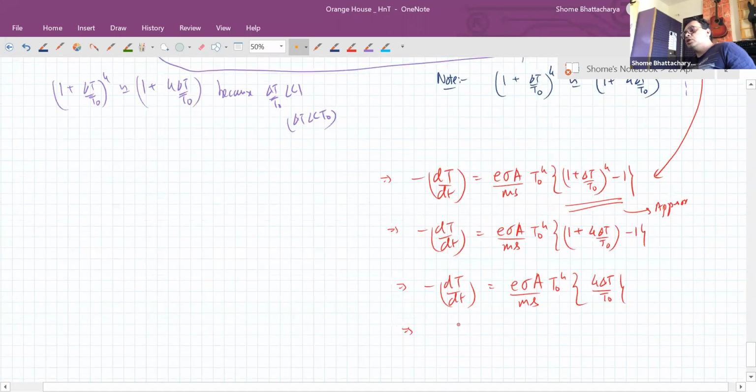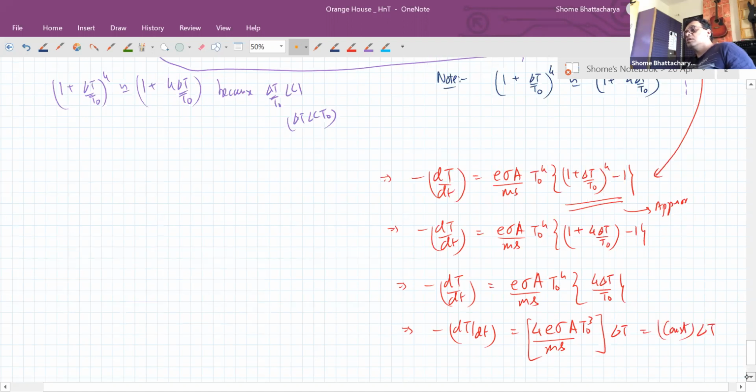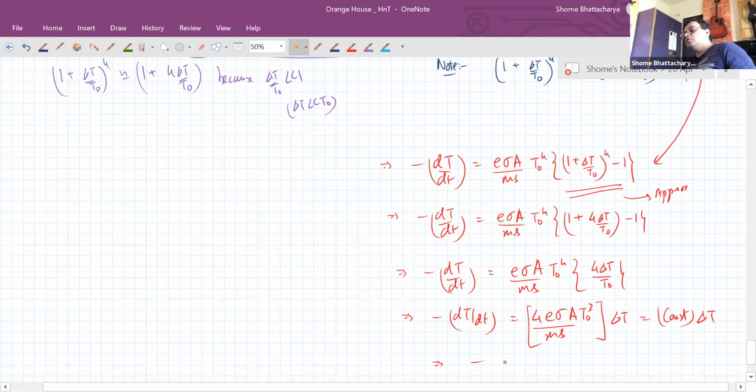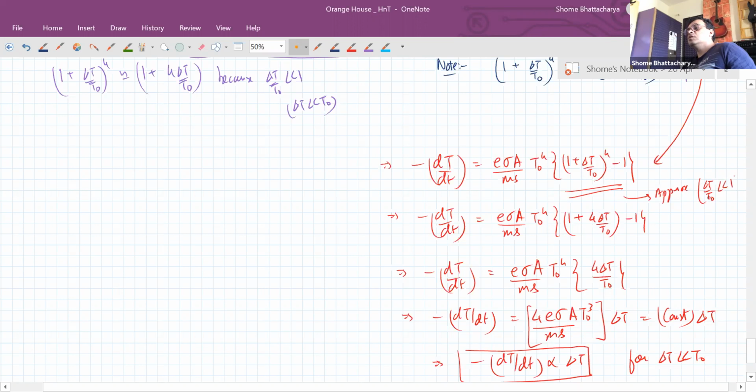So finally, you can see that the rate of cooling is 4 times emissivity into Stefan's constant into A upon Ms into T naught cube, because there's a T naught in the denominator. This whole thing multiplied by delta T. So it is basically a constant multiplied by delta T. So that is showing you that the rate of cooling is directly proportional to the temperature difference, provided of course delta T is very small compared to T naught. Because this approximation is applied over here, because delta T by T naught is very small compared to 1. Okay. And that is exactly the statement of Newton's law of cooling.